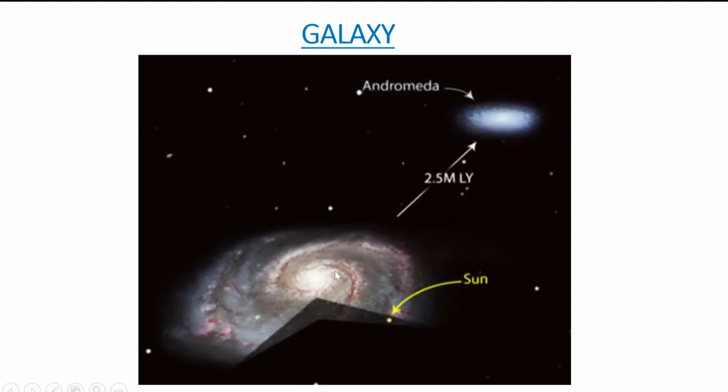Based on the same concept, we can say that as we are present on the outer edge of the Milky Way galaxy, we can look at other galaxies, for example the Andromeda galaxy, which is around 2.5 million light years away from us.